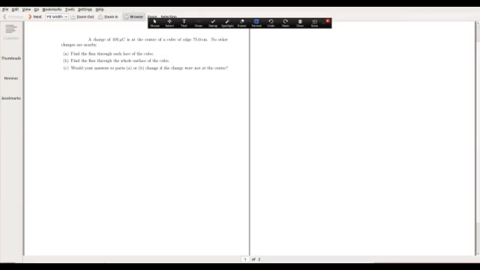problem involving a charge inside a cube, and we would like to illustrate how symmetry plays a very important role in being able to evaluate or use Gauss's law in an easy manner. So let's draw the figure appropriate for this.